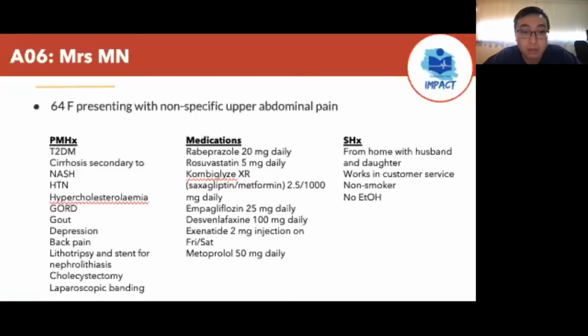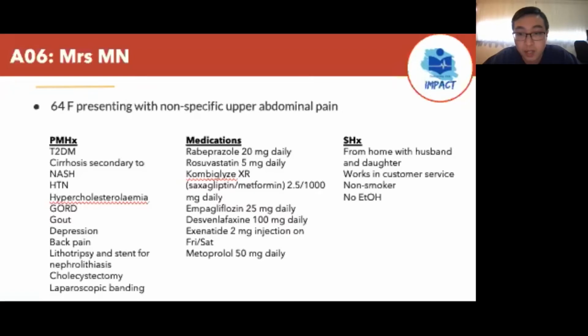So she's a type 2 diabetic on a combination of saxagliptin and metformin. Now, can someone remind me what saxagliptin is? What class of agents does saxagliptin belong to? DPP4 inhibitors, fantastic, and metformin. She's on empagliflozin as well. What class of drugs is empagliflozin from?